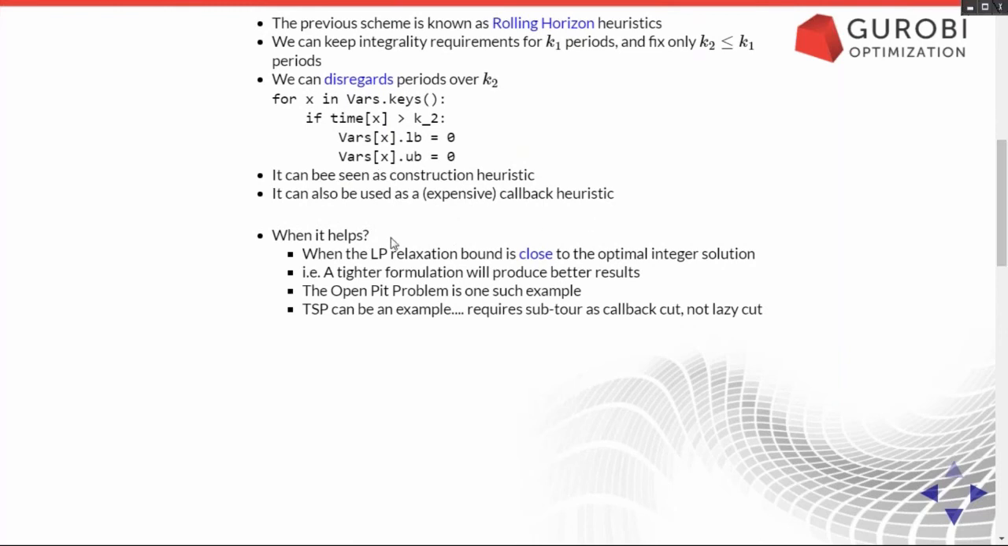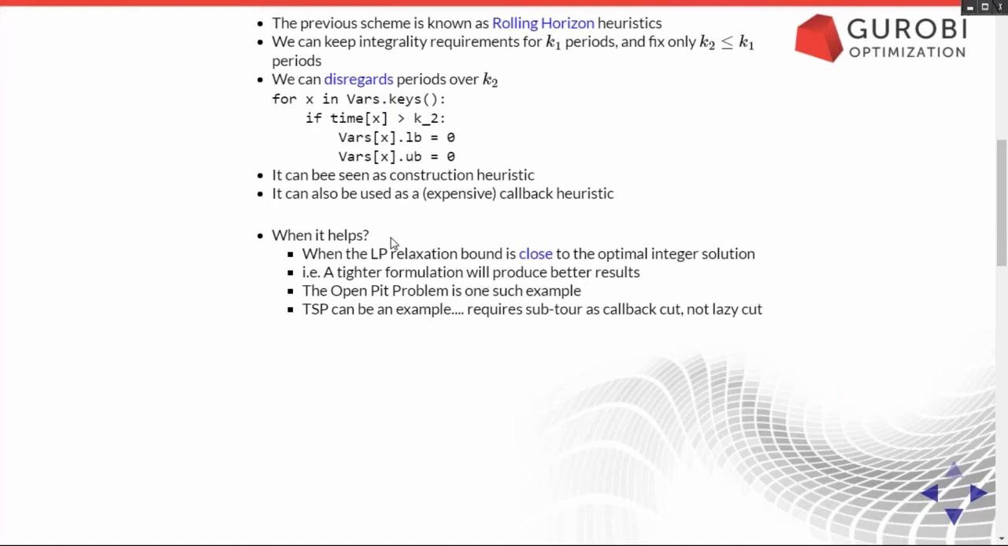Here it is really key to have a good LP relaxation. The tighter the relaxation, the better the results of guiding your solution are going to be. And actually, the open pit problem is one of those examples where the LP relaxation is usually very close to the IP optimal, within 1 or 2%. In the case of the TSP, it can be, but the script that we have is not one of those examples. Why? Well, because although we are using subtour inequalities, we are only using those subtour inequalities as lazy constraints and not really as a cut callback.